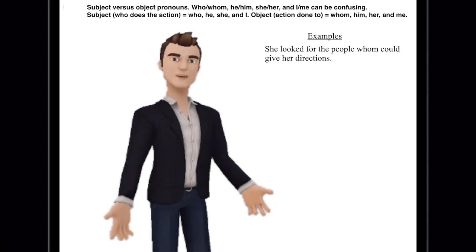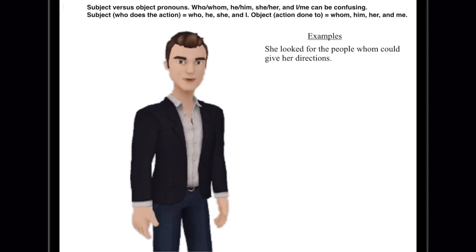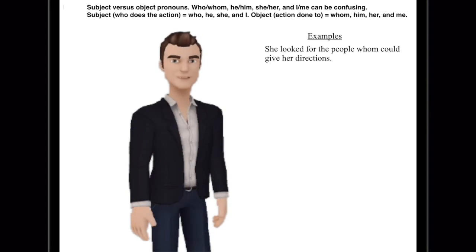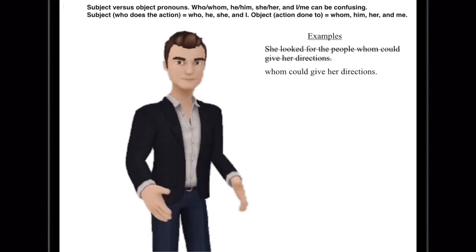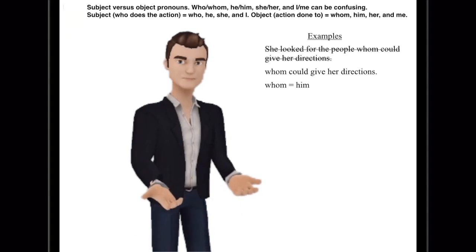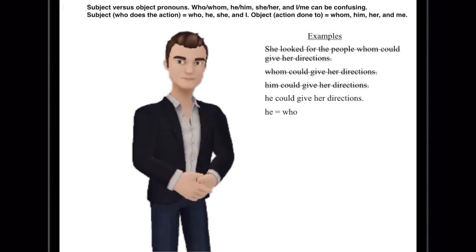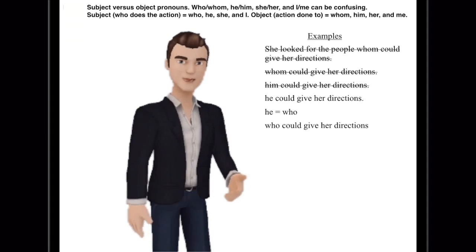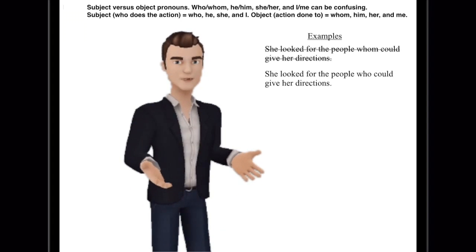There's something called overcorrection. Sometimes when someone doesn't really know which form to use, they tend to use one all the time. But there is a simple way to figure out which one to use. Let's just take out "whom could give her directions." Instead, switch whom with him and who with he. So "him could give her directions" doesn't really work. "He could give her directions" does. So that means that we need to go with who. So it would be "who could give her directions," and we go back to the sentence, so it would be "she looked for the people who could give her directions."